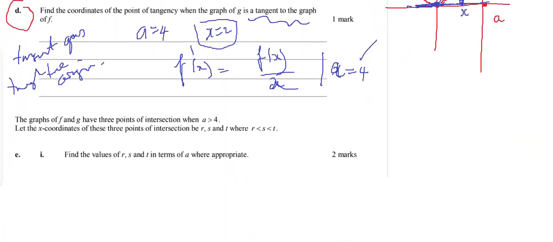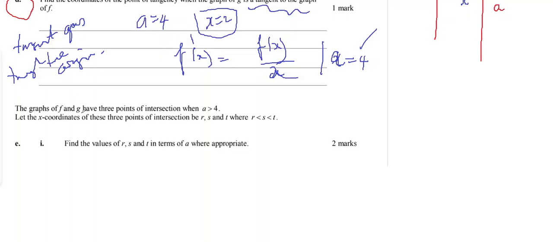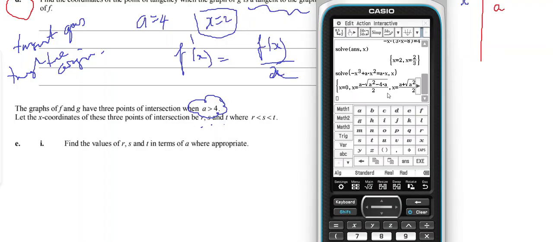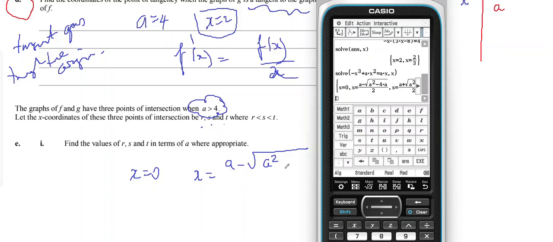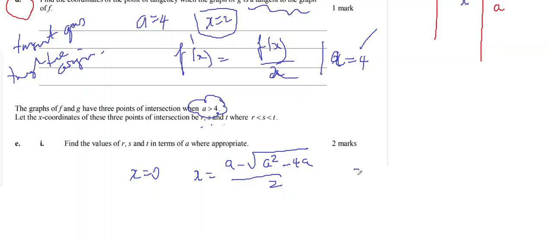Looking at part E, the graph of f and g has 3 points of intersection when a is bigger than 4. Let the x coordinates of these 3 intersection points be r, s and t. Okay, so if on my calculator I get 3 answers, and those 3 answers are x equals 0, x equals a minus the square root of a squared minus 4a on 2, and x equals a plus the square root of a squared minus 4a on 2.